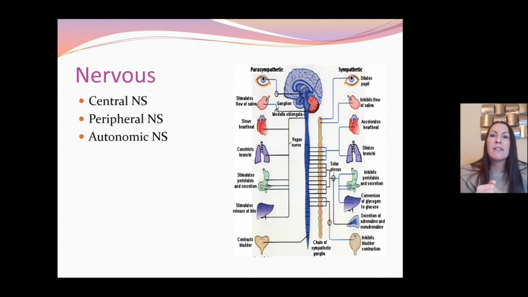whereas the sympathetic nervous system is known as your fight or flight response. So things kind of speed up if you're in danger to get you ready. But obviously you don't need to be digesting your food if you're in danger, so digestion and things would be inhibited.